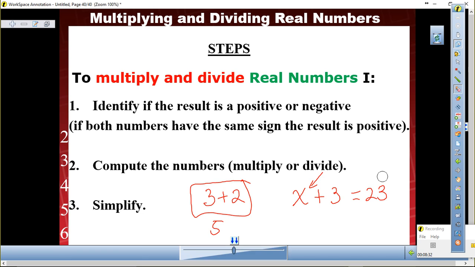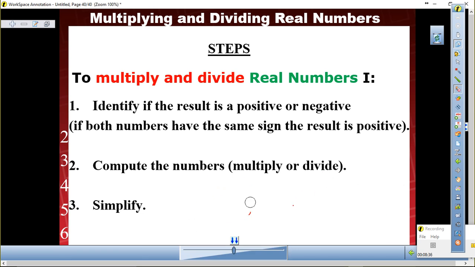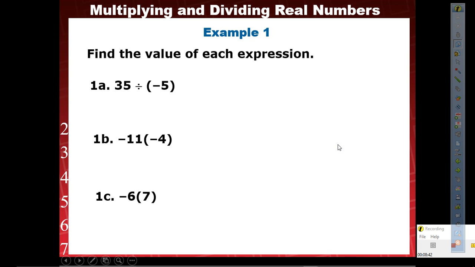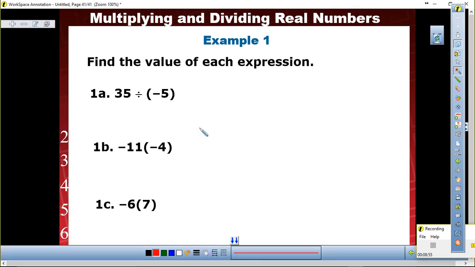All right. So with that said, let me go over a couple of these with the steps that I gave you. Writing utensils down, look up. Like I said, this is probably the simplest lesson that you're going to look at this year. So look up to the board. It says, step 1, identify if the result is a positive or negative. Look at this one. What is the result for that one? Negative.